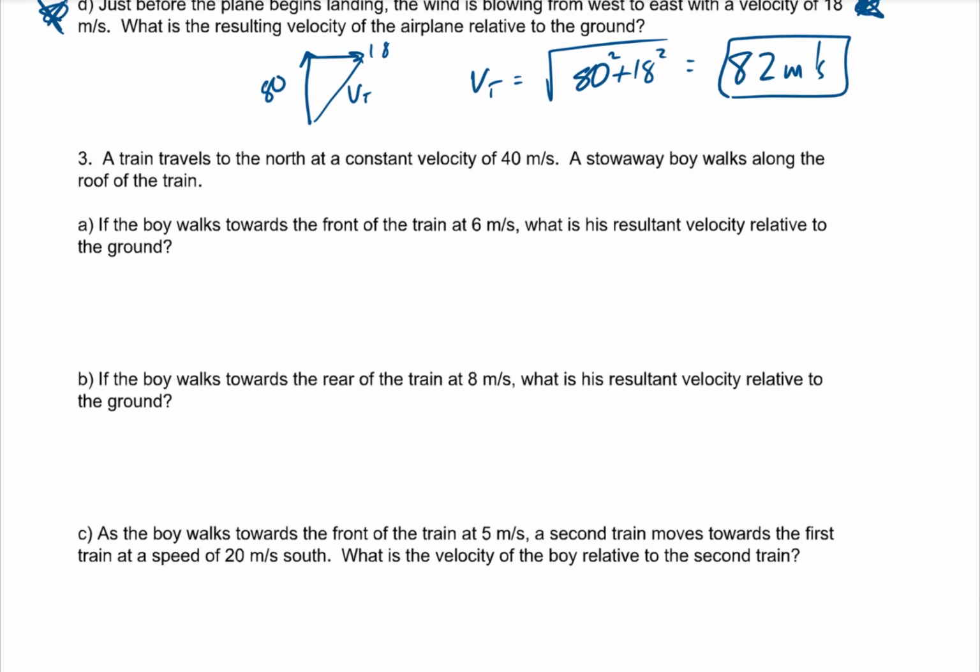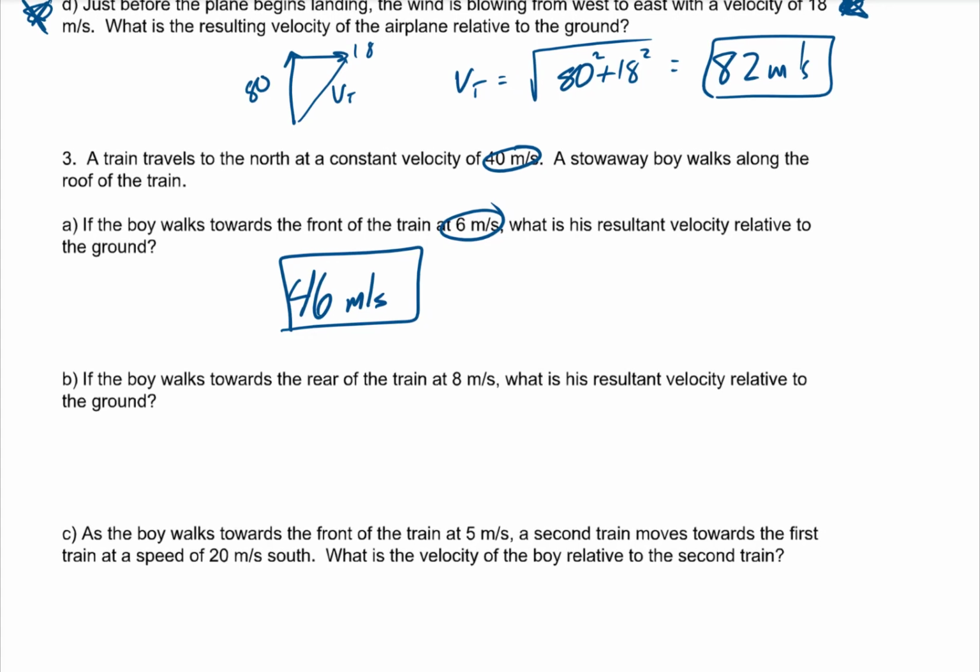All right, last one. A train travels to the north at a constant velocity of 40. A stowaway boy walks along with the train. If the boy walks towards the front of the train at 6, what's his velocity relative to the ground? All right, so the boy's walking at 6 meters per second with the train that's going 40. If you're on the ground, you see that as 46 meters per second. They're in the same direction, so the velocities are going to add together to get that total velocity.